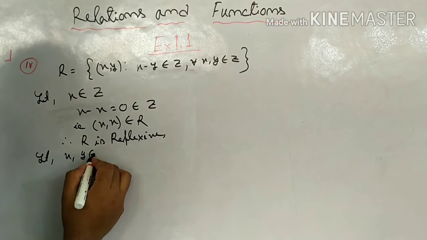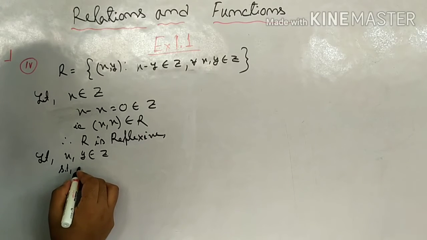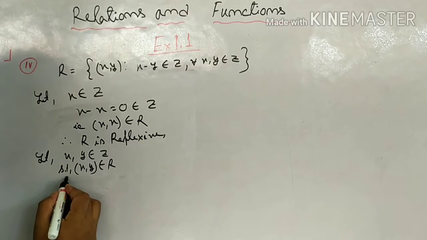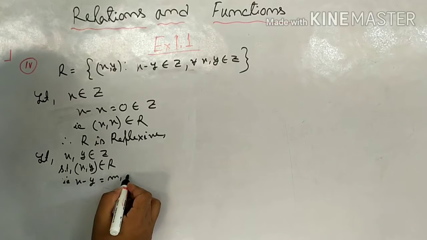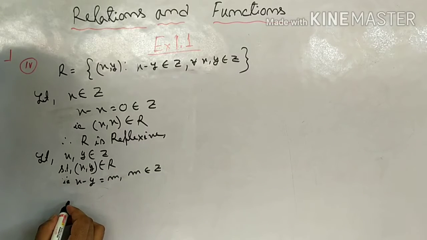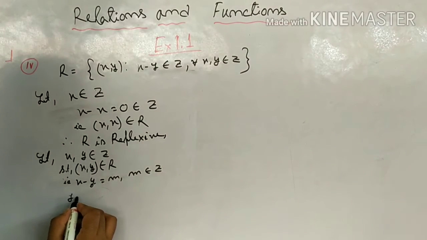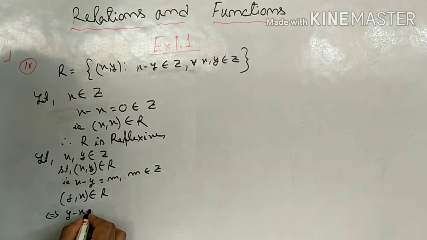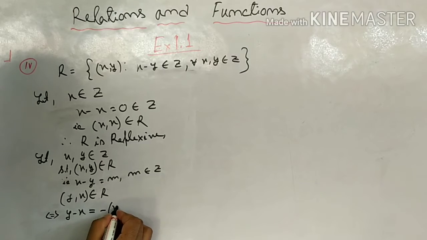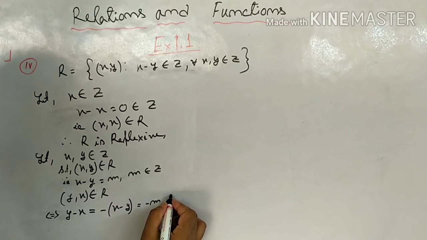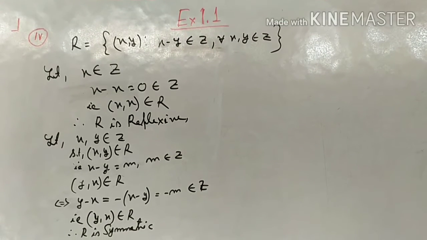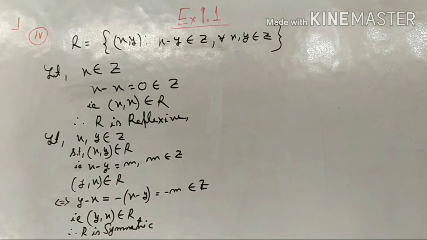Again let x, y belong to Z such that (x, y) belongs to R. Then let x - y = m, where m belongs to Z. Now for (y, x): y - x = -(x - y) = -m, which belongs to Z. Therefore (y, x) belongs to R. Therefore R is symmetric. All of you understand? Now write down.